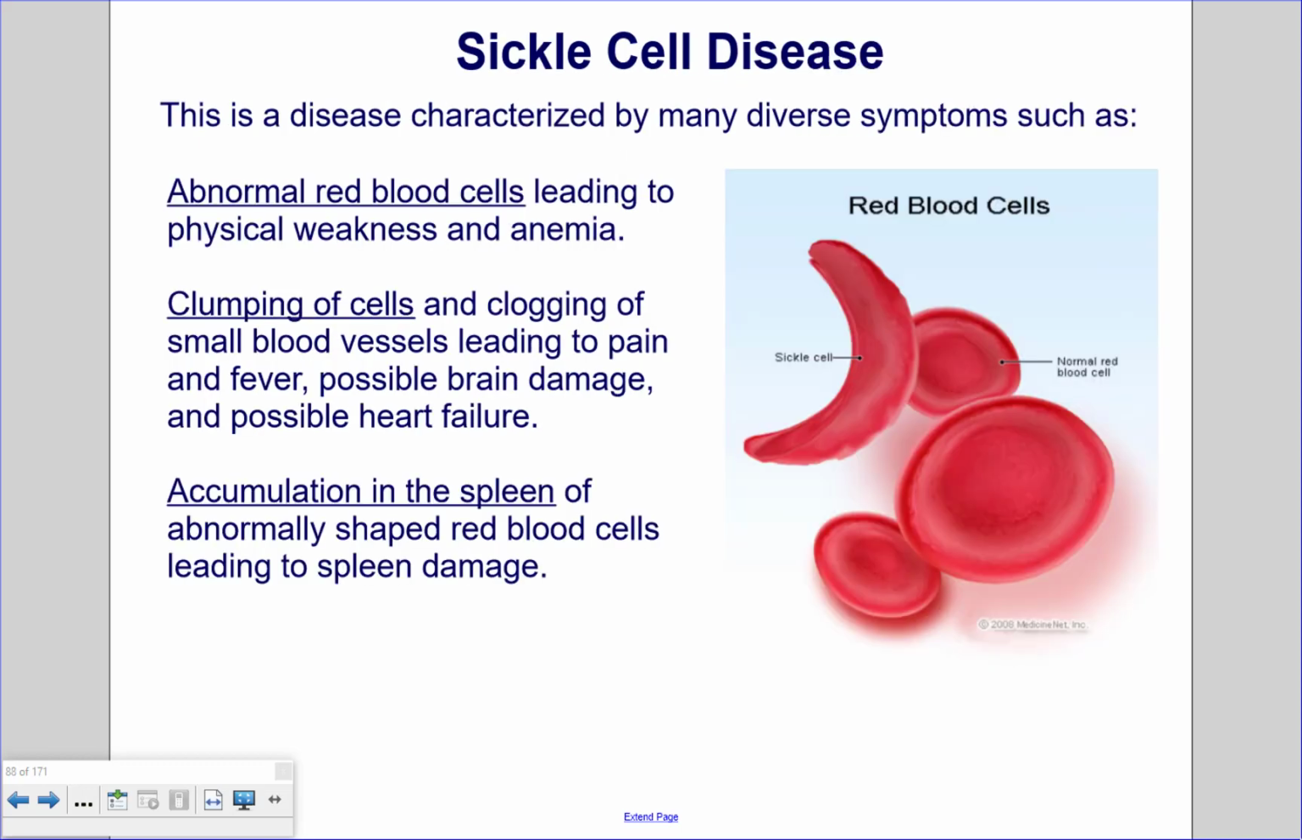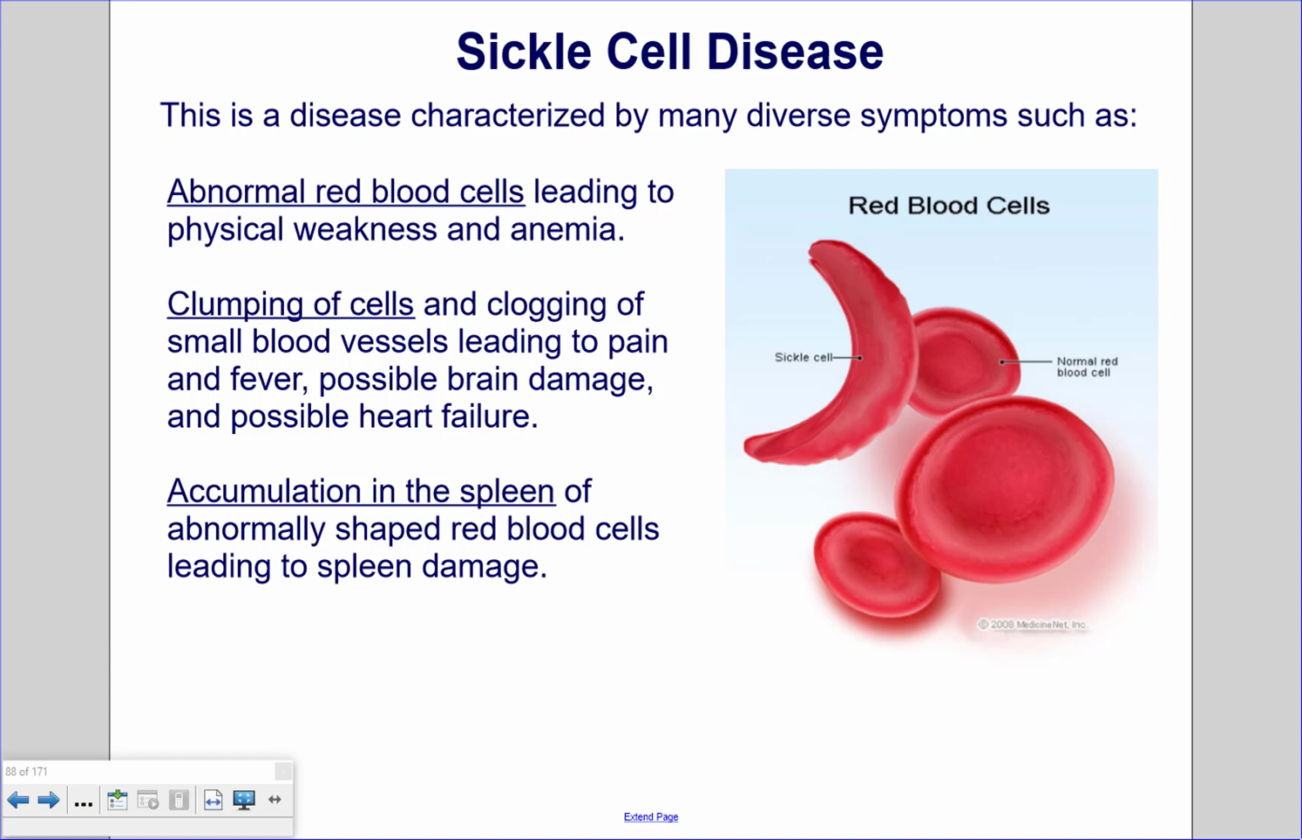Sickle cell disease. This is a disease characterized by many diverse symptoms such as abnormal red blood cells, leading to physical weakness and anemia. So if these blood cells are abnormal, they can't carry as much oxygen, causing that physical weakness. Clumping of cells, and clogging of small blood vessels leading to pain and fever, possible brain damage, and possible heart failure. So if you look at the shapes of these cells that are crescent shaped, they're not as round and able to flow through the blood vessels as well, so they clump more and then they stop blood flow, leading to these symptoms such as possible brain damage and heart failure.